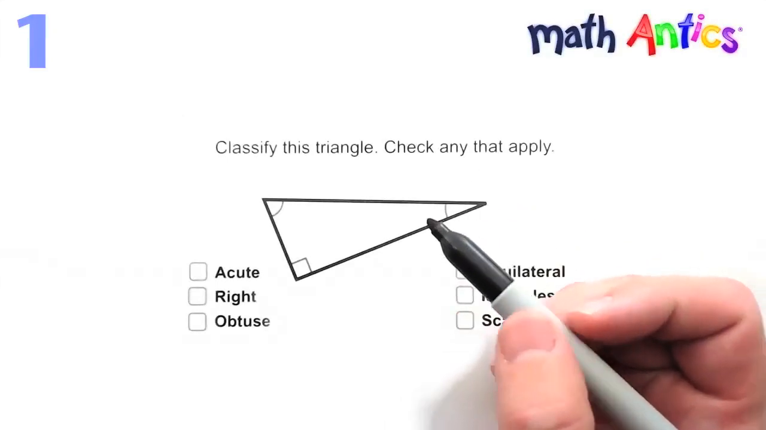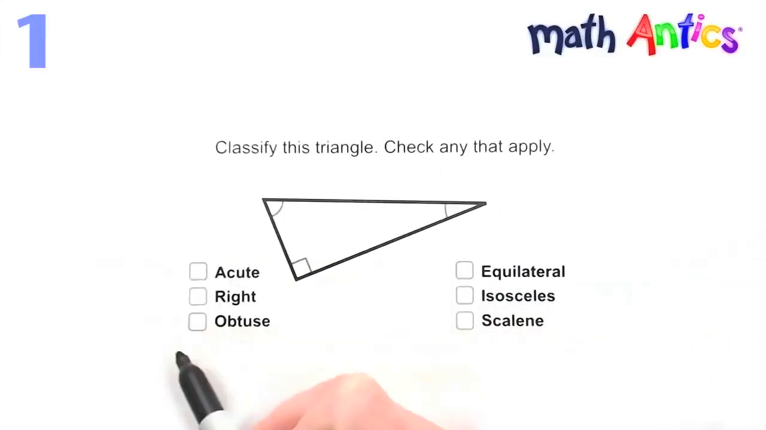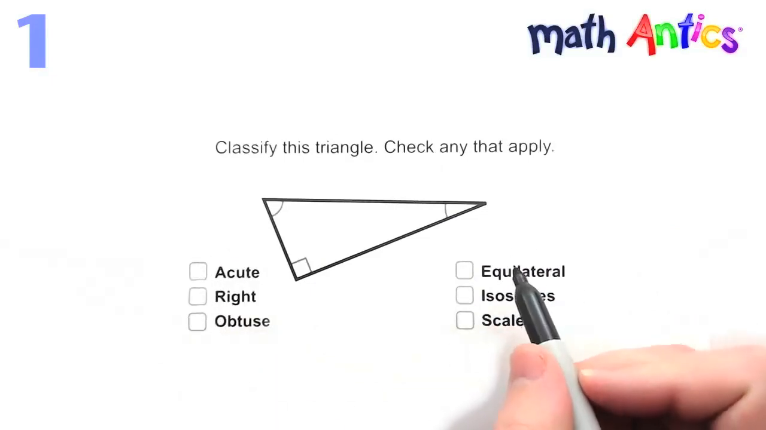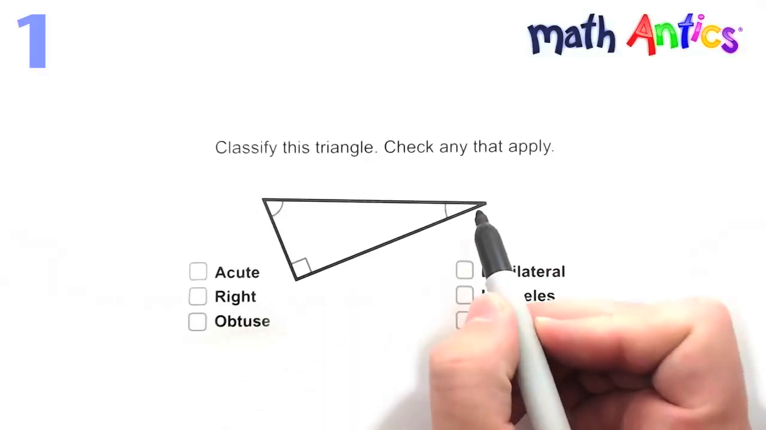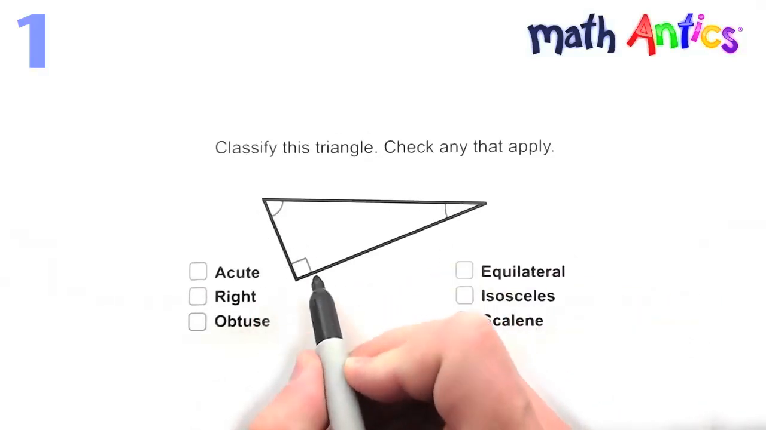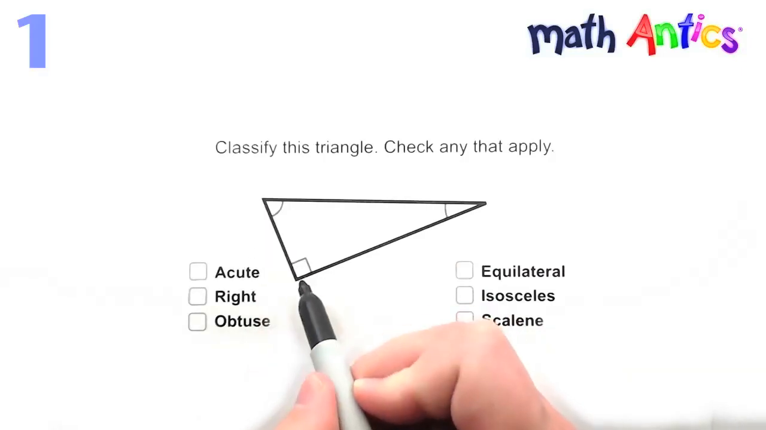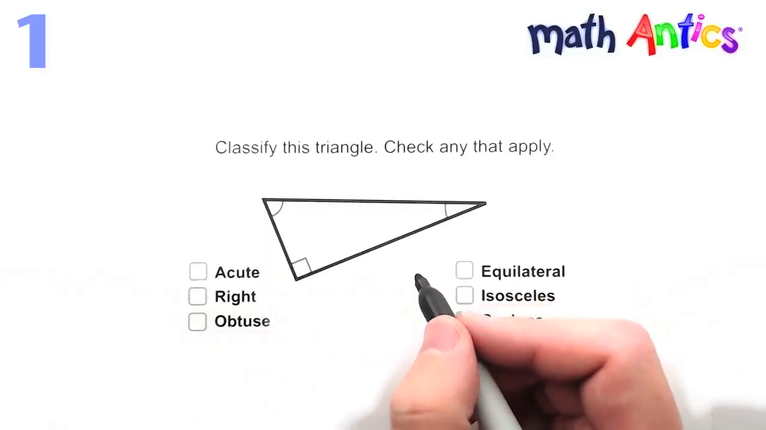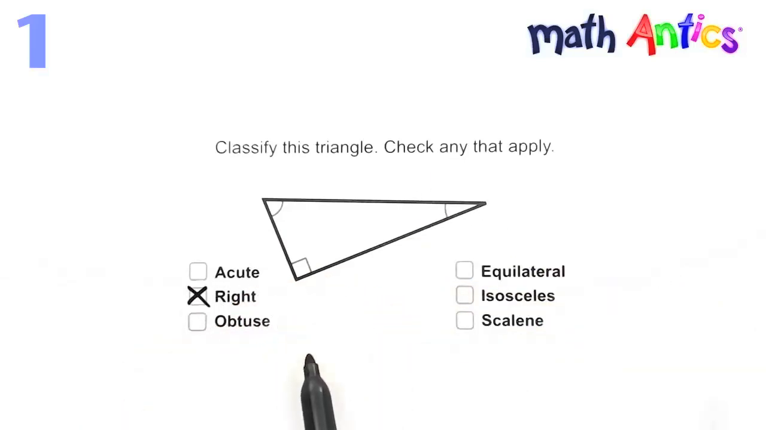For our first problem, we need to classify this triangle. We need to check all that apply. The categories based on the angles and the categories based on the sides, the lengths of the sides. So we can see from this triangle here that one of the angles is special. It has this square in it, which means it's a right angle. And so when a triangle has a right angle in it, that means it's a right triangle. So we'll mark that right there.